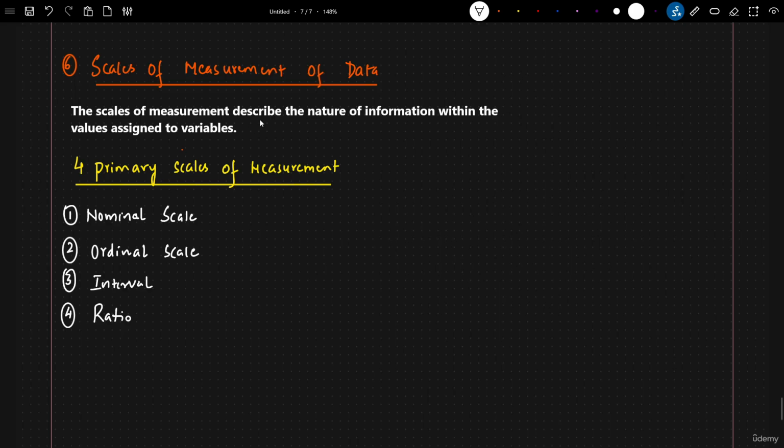The scales of measurement describes the nature of information within the value assigned to a variable. Whenever we create a variable, let's say with the help of Python programming language, and we insert some kind of information, this scale of measurement describes the nature of the information, right? There are four primary scales of measurement, which we are going to discuss in depth: nominal scale, ordinal scale, interval scale, and ratio. We will discuss them one by one, but again, understand the definition: it describes the nature of information within the value assigned to a variable.